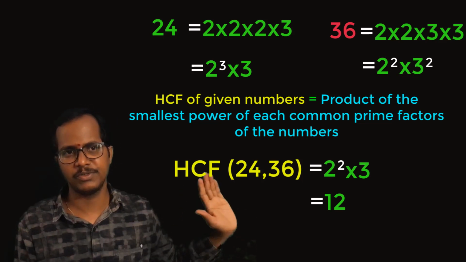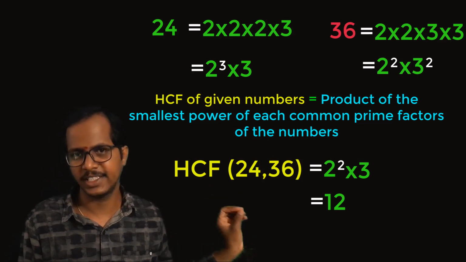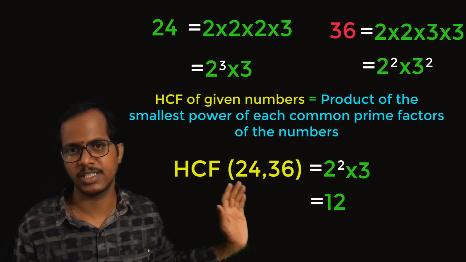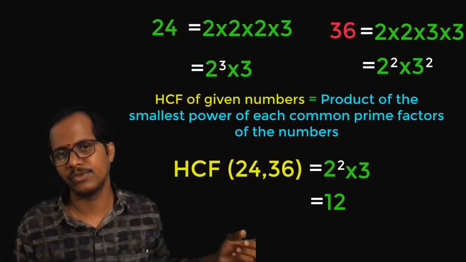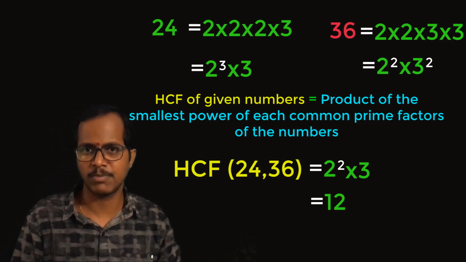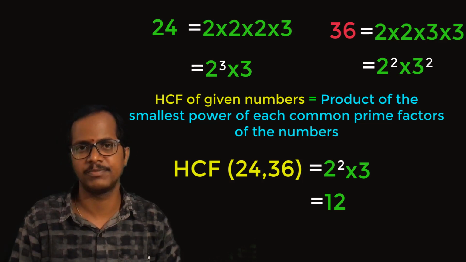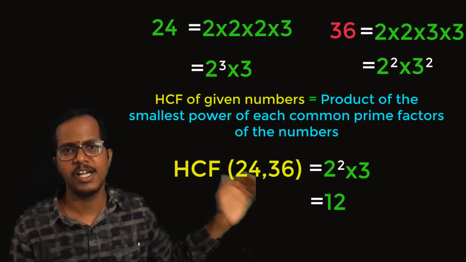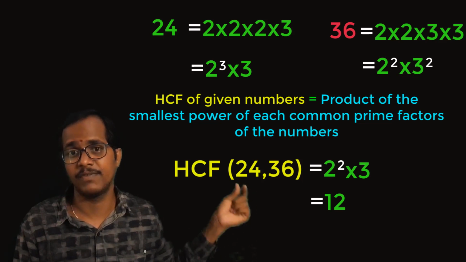So here we need to remember this process: to find the HCF of the given two integers, we express both the numbers as their prime factorization. After expressing, to find the HCF, we consider the product of the smallest power of the common prime factors of the given numbers. So to find the HCF, that is the highest common factor, we need to take the smallest powers of the common prime factors of each number.